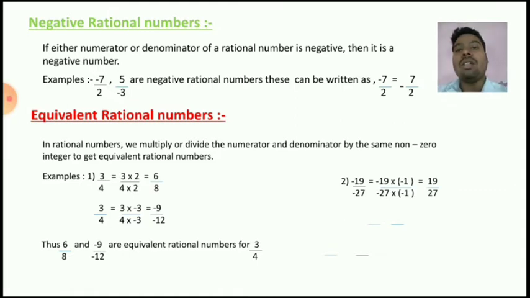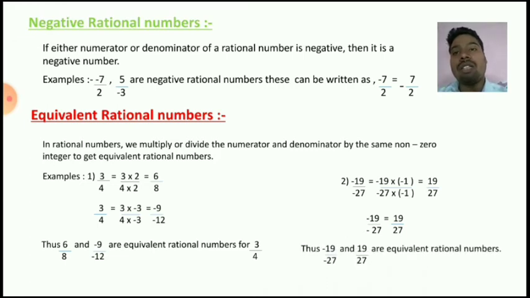So the next example is minus 19 divided by minus 27. We have to find the equivalent rational numbers for this. So I multiply this rational number by minus 1. So I get 19 divided by 27. This is the first equivalent rational number. So the equivalent rational number for minus 19 divided by minus 27 is 19 divided by 27. So we find this type of equivalent rational number by multiplying or dividing the numerator and denominator by the same non-zero integer.